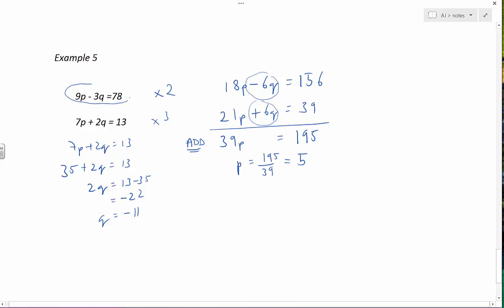Let's check it by substituting it into the other equation, which was the first equation. 9p minus 3q. Well, if p is 5, then 9p is 45. If q is minus 11, then minus 3 times that is plus 33, and 45 plus 33 does indeed equal 78. So p is 5, q is minus 11 is the solution.